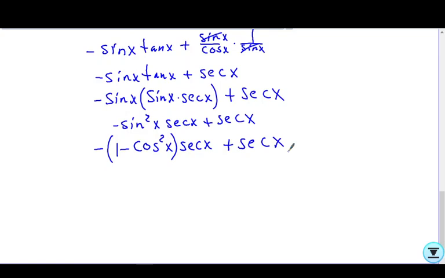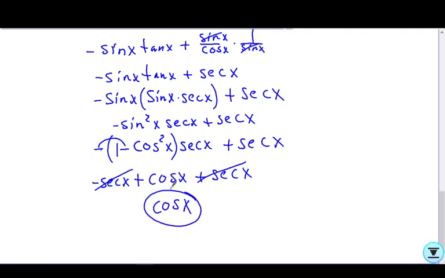Now we can distribute in the negative and secant, so secant times 1, so this is negative secant x. And then this makes it positive, because this distributes in here. And then cosine squared times secant ends up being cosine x plus secant x. And now we have negative secant plus secant, which leaves me with cosine x. Wow. That is a lot. Okay?